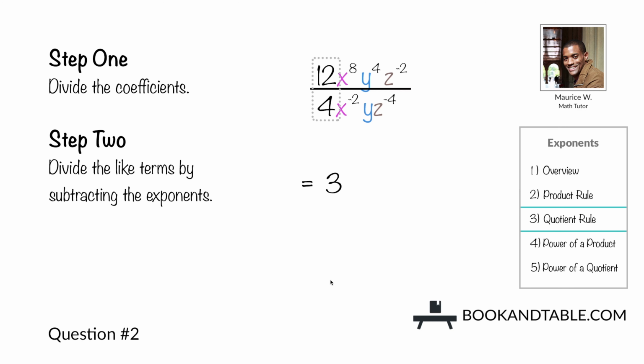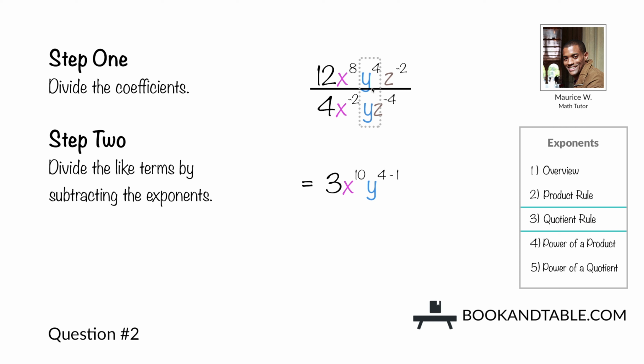Question number 2, step 1, divide the coefficients. So 12 divided by 4 equals 3. Step 2, divide the like terms by subtracting the exponents. So you're going to divide your x by the x term, your y by the y, and the z by the z. So starting with the x's, x to the 8th divided by x to the negative 2. You subtract negative 2 from 8. So x to the 8th minus negative 2 is 8 plus 2, which is 10.